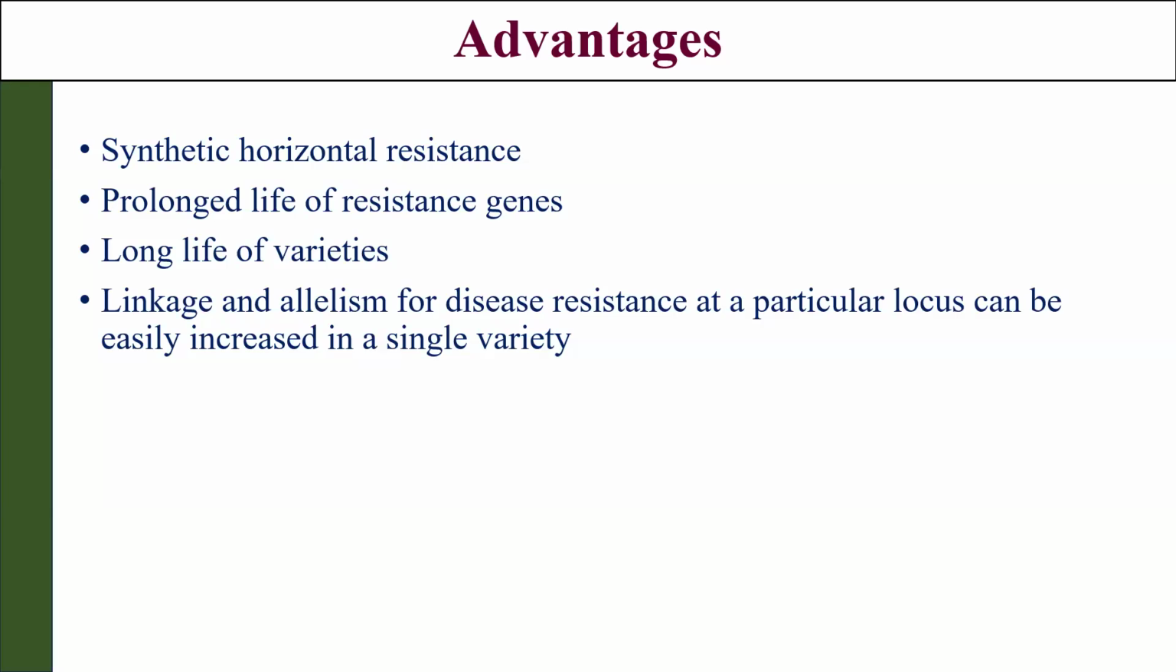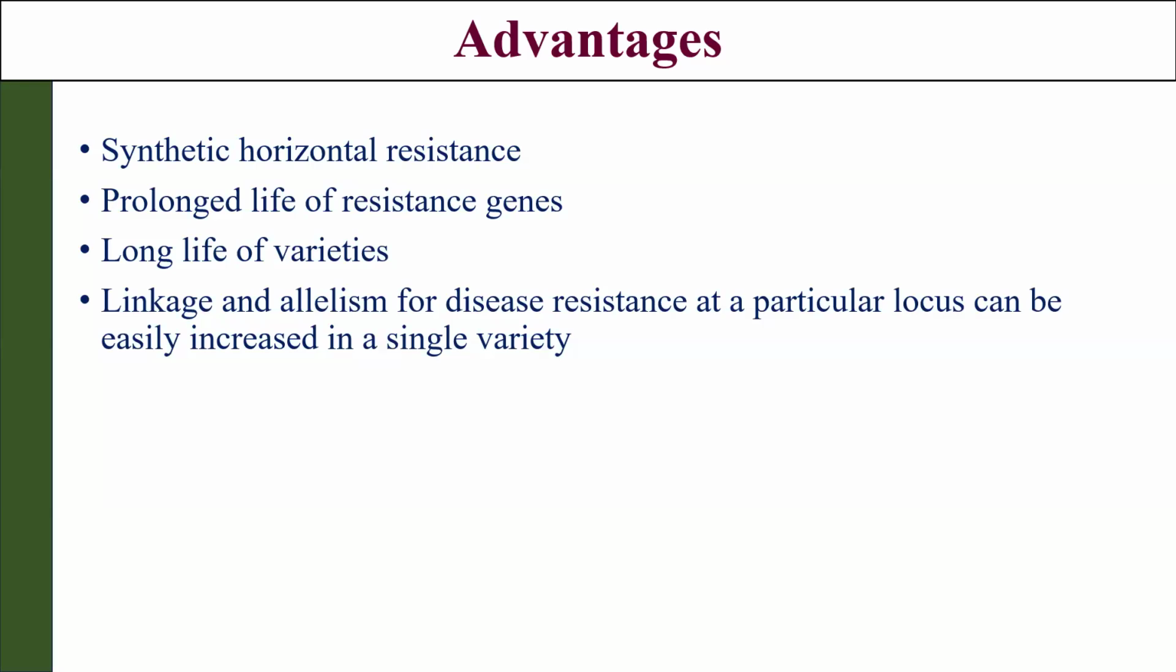Then the longer life of the varieties. Because the durability of the resistance increases, definitely we can use the varieties for a longer time, until the super race or any race can overcome all the resistant genes. Okay, then linkage and allelism for disease resistance at a particular locus can be easily increased in a single variety.